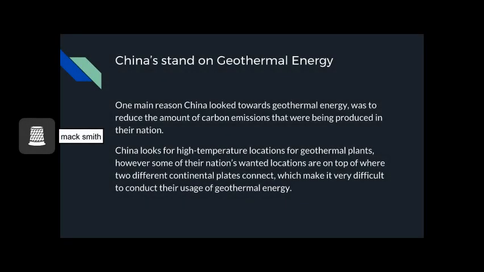Moving on to China's role in geothermal energy, one main reason China looked towards this energy was to reduce the amount of carbon emissions that were being produced in their nation. China looks for high-temperature locations for geothermal plants. However, some of their nation's wanted locations are on top of where two different continental plates connect, which makes it very difficult to conduct their usage of geothermal energy.